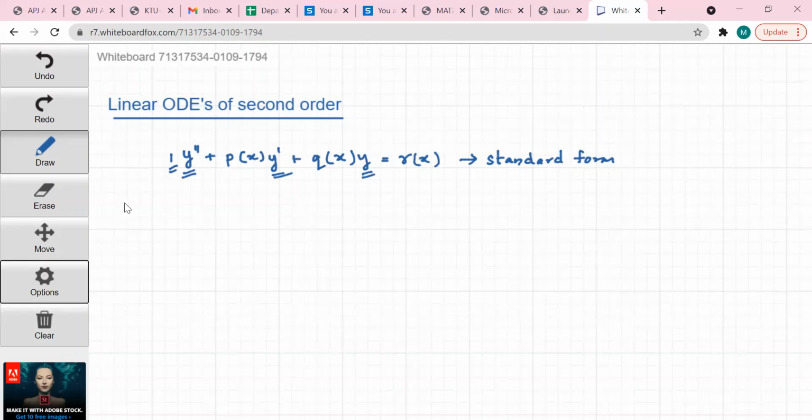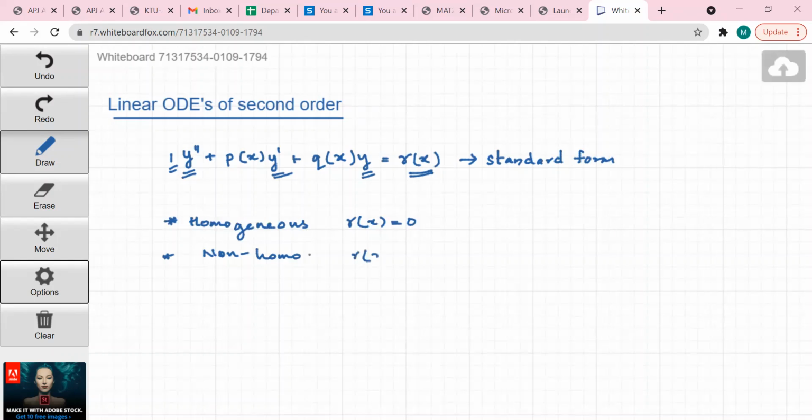Now we can classify the linear ODEs into two. First one is homogeneous and the second one non-homogeneous. So the classification is based on the right hand side function r of x. If r of x is equal to 0, we call it homogeneous, and if r of x is not equal to 0, we call it non-homogeneous linear ODE.